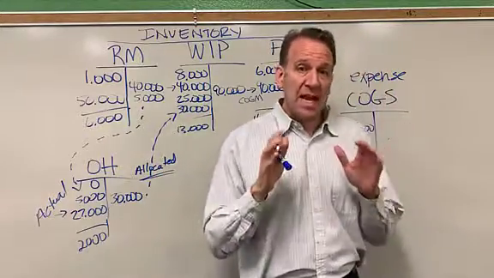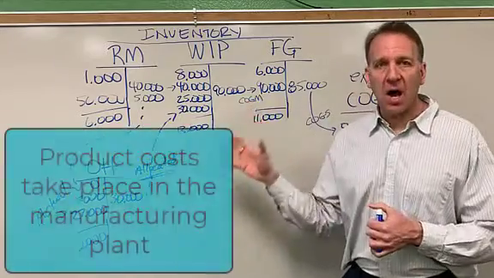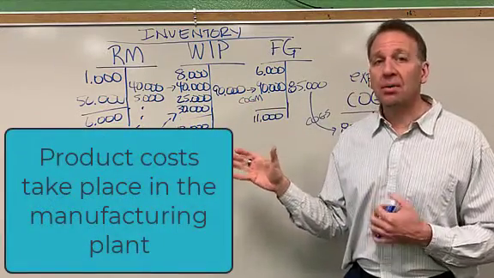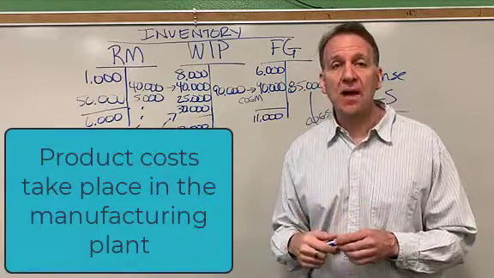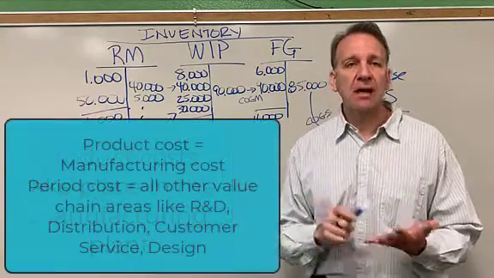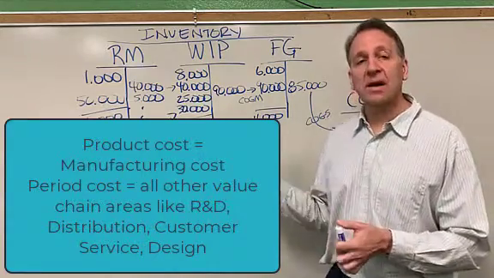Now remember, this is taking place in the manufacturing plant. These are the product costs. And product costs only are incurred in the manufacturing plant. All the other value chain areas are period costs. These are the product costs.